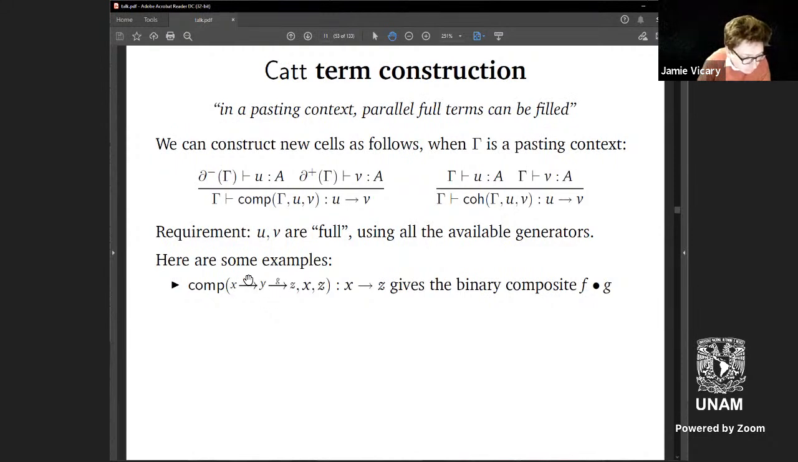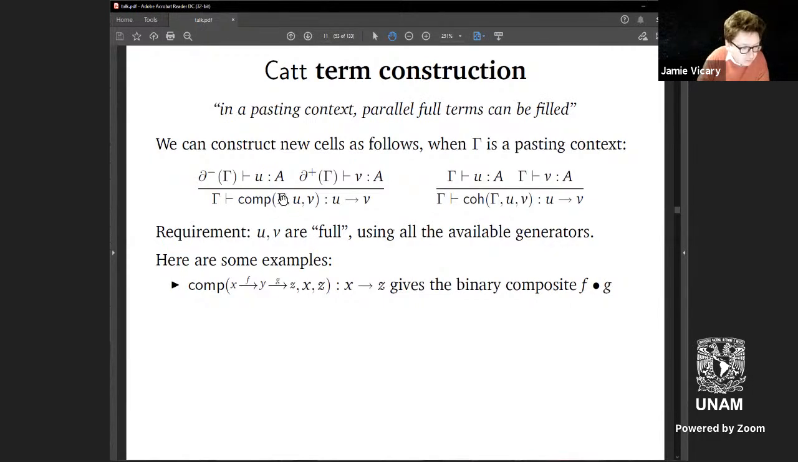So let's work in the free infinity category on these generators. Objects x, y, z, morphisms f from x to y, g from y to z. This is a pasting context. It arises from one of these trees in the way that I described. So what do we have to give? This is the rule up here.